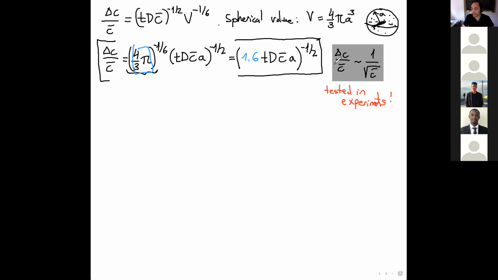Cells can sense the environment, and the error that they make in measuring the concentration is of the order of 1 over square root of C. This is a very important result, and it can be proved in different ways. You will see it will come also in a more complicated one. Next, let's try to use this to give numbers.